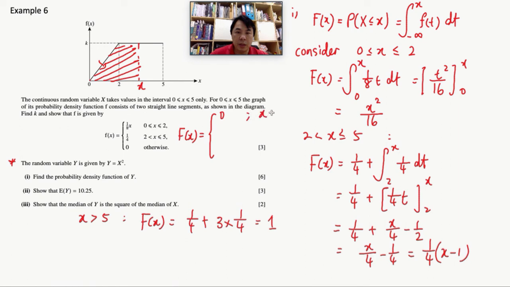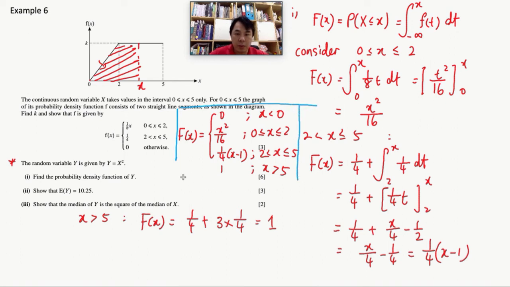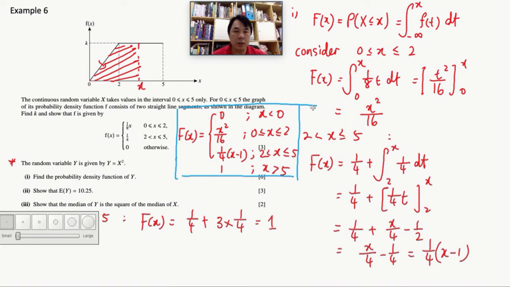Starting from 0 for any value x that is less than 0. And then after that, the first one will be x squared over 16 for any value lying between 0 and 2. And then after that, we have a quarter x minus 1 for any x value lying between 2 and 5. And then finally, it's equal to 1 for any x value that is greater than 5. Now, that will be the full description of the distribution function. I hope that is clear at this point.